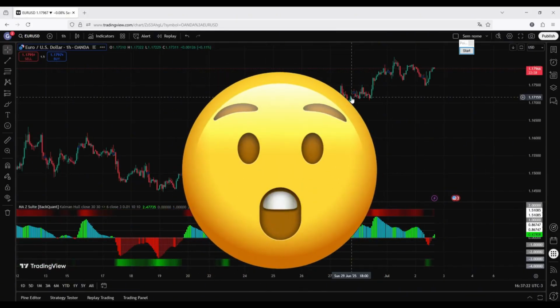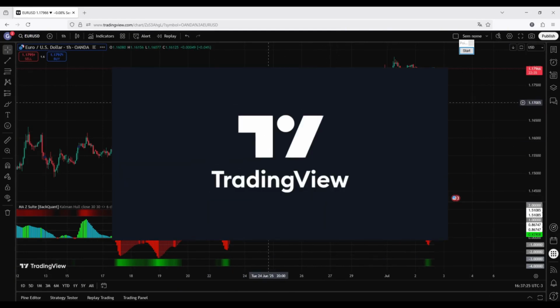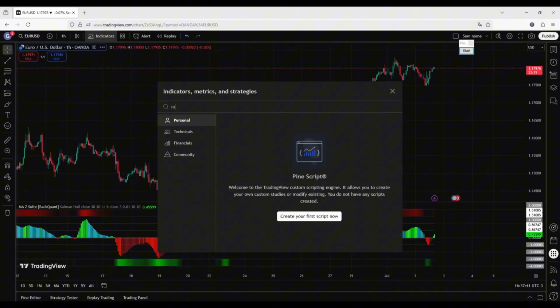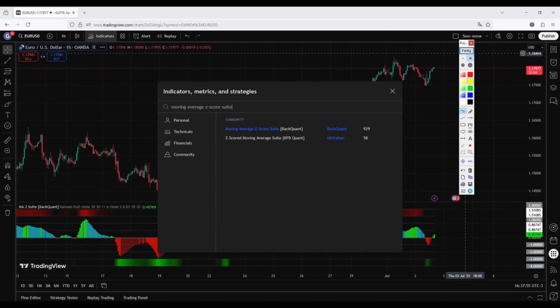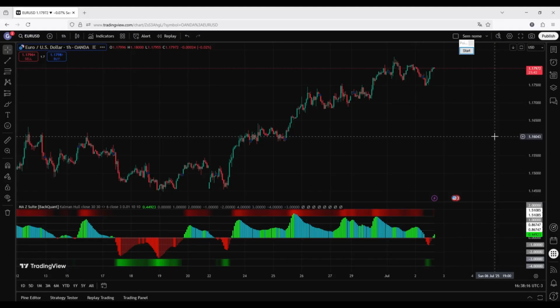To start, we're going to use TradingView, which is the platform we need for this indicator. You can choose whichever chart you prefer. I'm using the Euro to US dollar on the 1-hour time frame. Click on Indicators and search for Moving Average Z-Score Suite, just like you see on my screen. It'll be this option from Beck Quant. Just click it and you're done. It will show up here on your screen. And it doesn't matter which asset or time frame you use, it works on all of them.